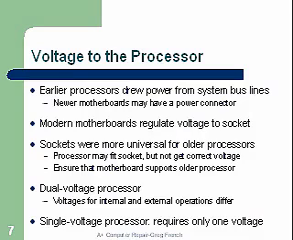Modern motherboards regulate voltage in the socket. Sockets were more universal for older processors. A processor may fit the socket but not get the correct voltage. Ensure that the motherboard supports the older processors.